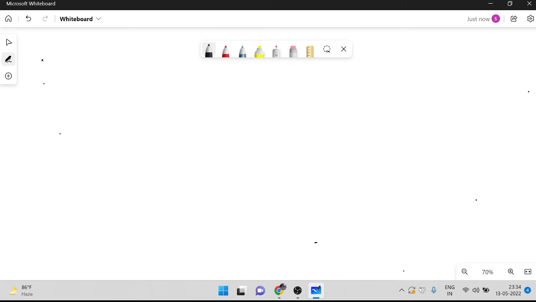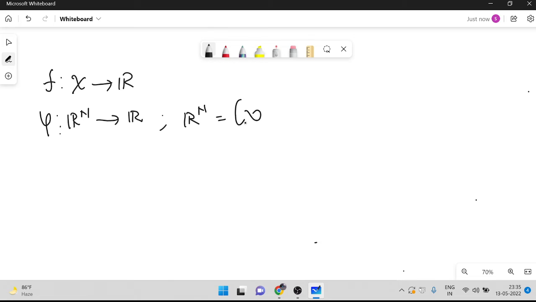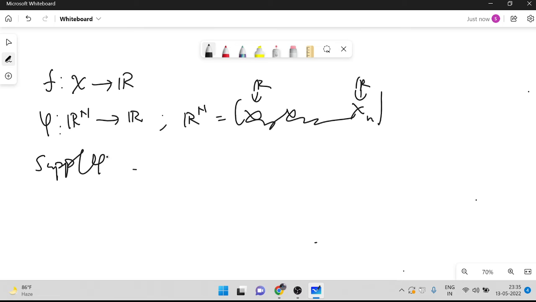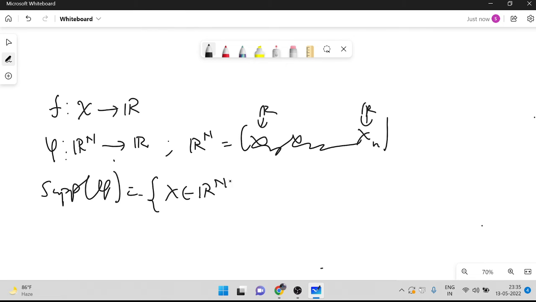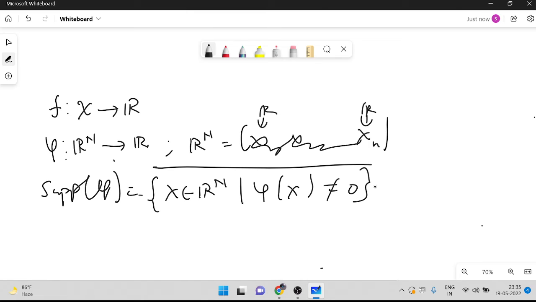So now previously I have given the definition of a function. Basically a function is something that eats up an element from a set and gives a real number. So now let phi be a function from R^n to R. What does it mean? R^n consists of elements like x1, x2, so on till xn, where each xi belongs to R. Now I define the support of phi as equal to all x in R^n such that phi of x is not equal to 0, and the support of phi is the closure of these elements.